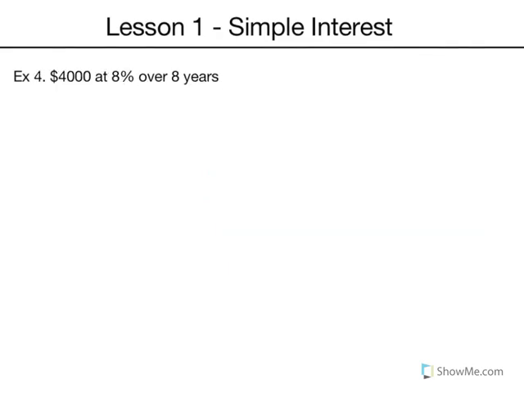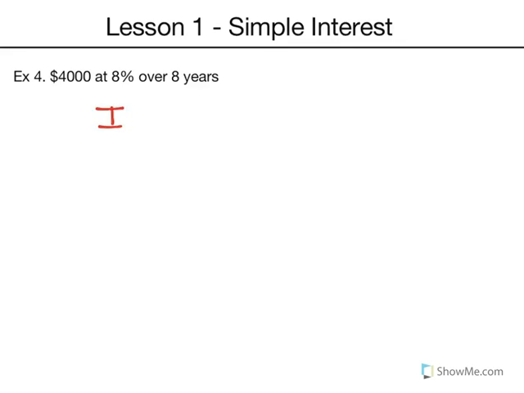Okay, moving on to rate of return. So a rate of return is a percentage value, and we take how much you've earned in interest and you divide it by how much you invested yourself. So you have an investment of $4,000 at 8% simple interest over 8 years. So we want to determine the rate of return.